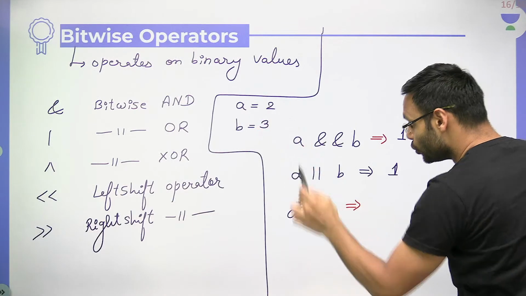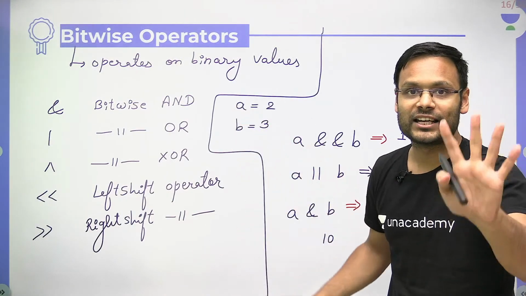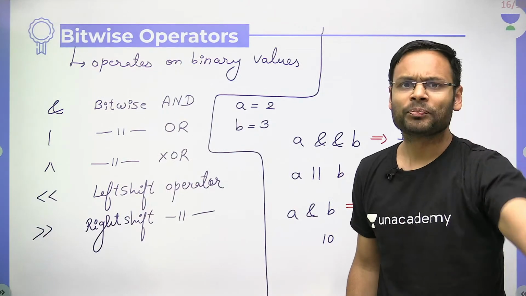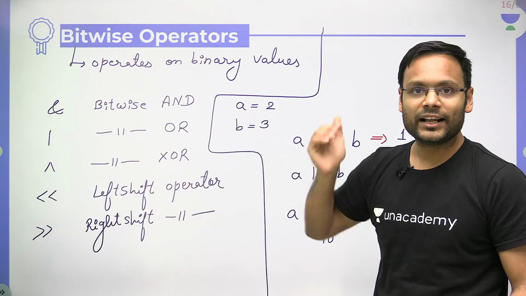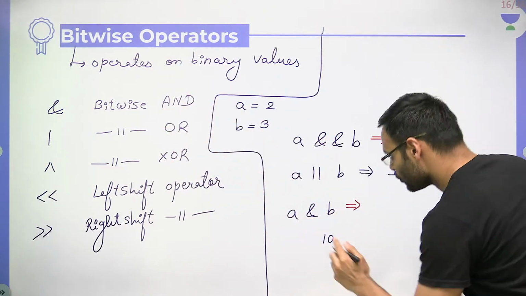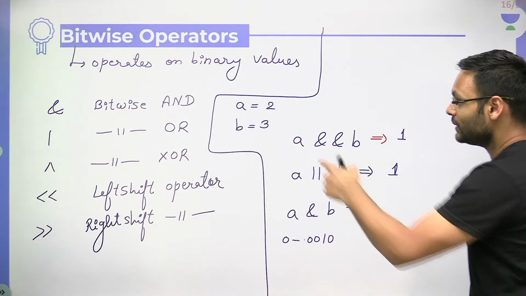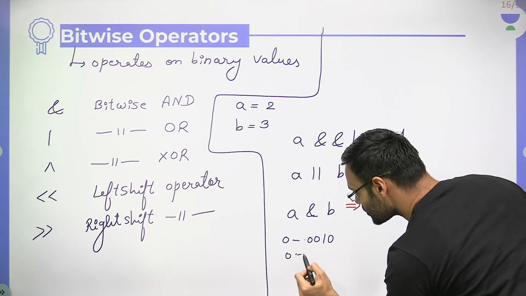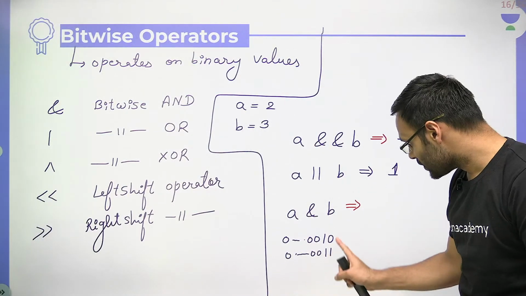What is the binary of 2? 10. But it will define 2 in 16 bits or 32 bits, depending on how many bits your integer value is actually represented in this specific compiler. Let's say 16 bits. So you will have a 16-bit value representing 2. Then 3: 16 bits, so many zeros and 11. This is 2, this is 3.